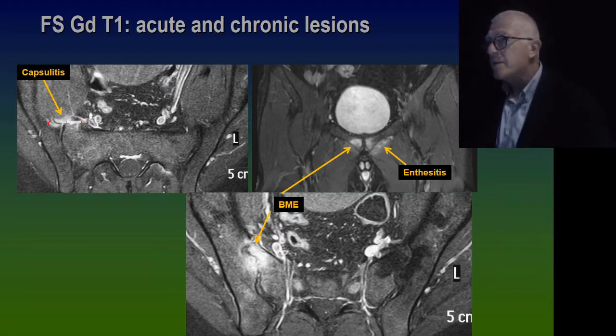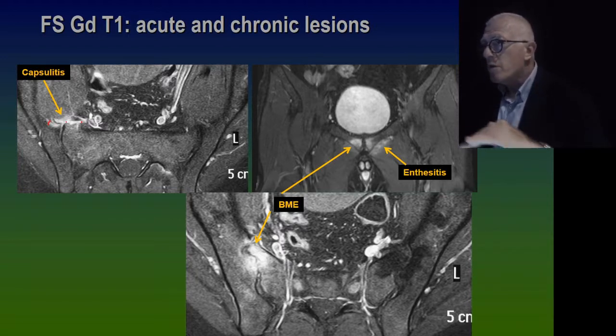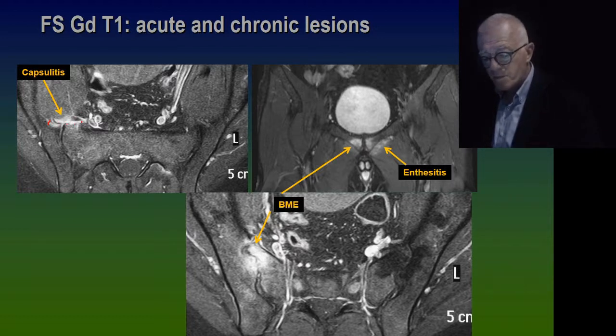Capsulitis is defined as the inflammation of the anterior synovial capsule of the sacroiliac joint, which is enhanced here. In addition, we see the bone marrow edema, which is diagnostic of the active lesion. We see also bone marrow edema in the pubic bones, but there is something else that we also see.